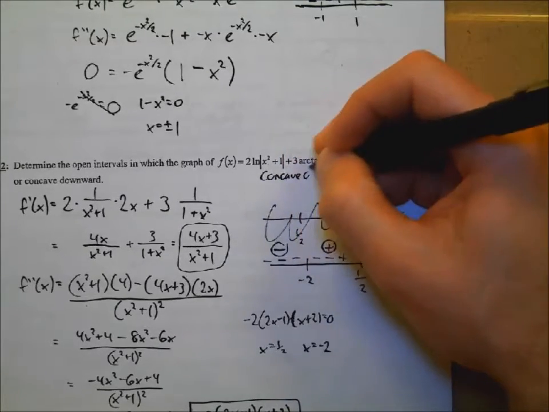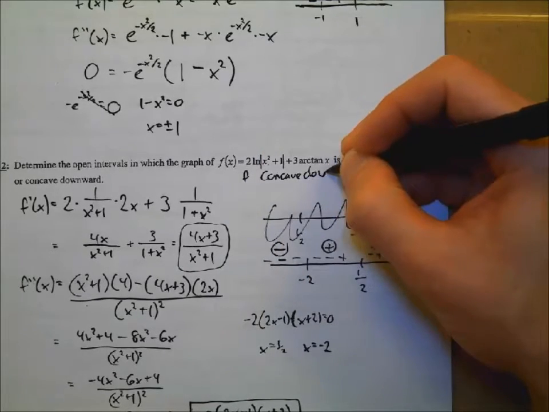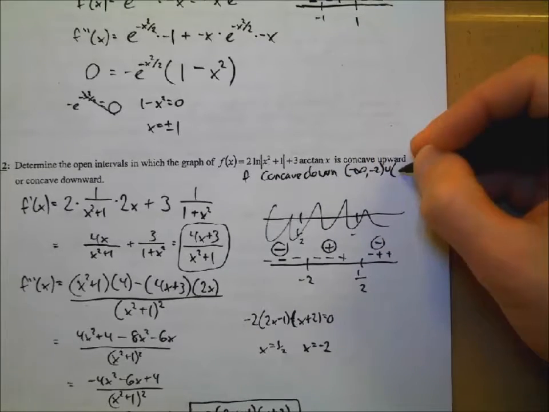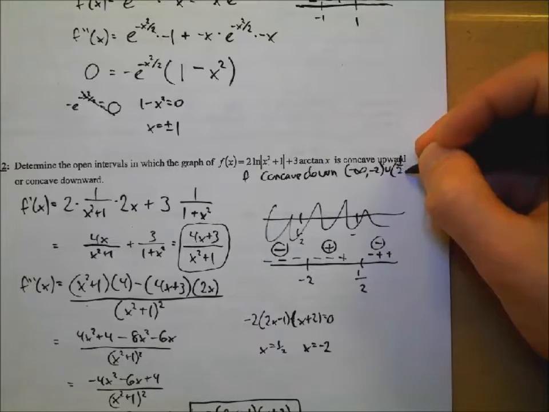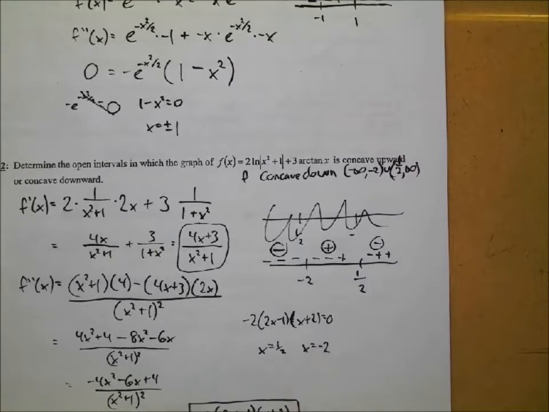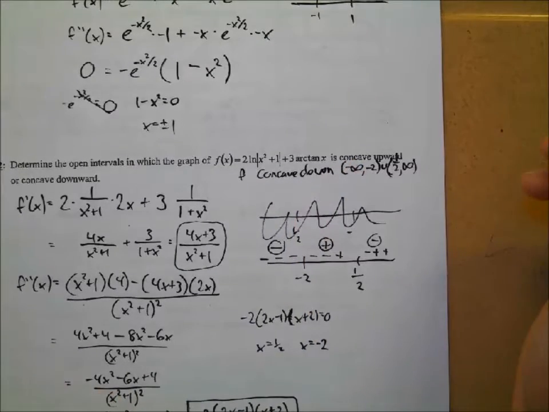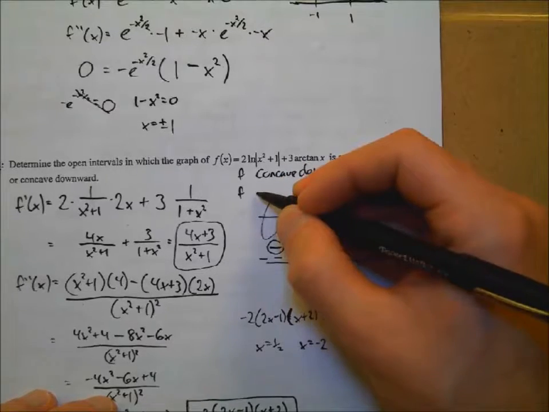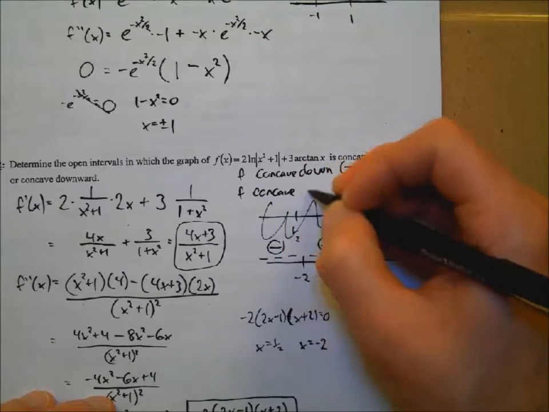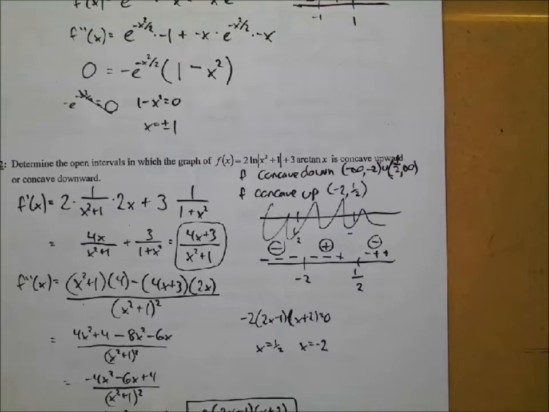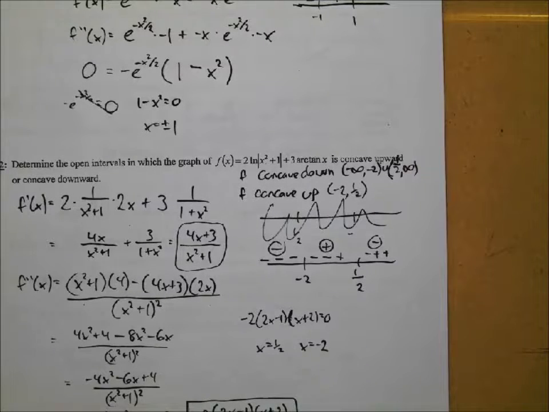Okay, so we are concave downward. F is concave down from -infinity to -2, union, 1/2 to infinity. Okay, -infinity to -2, union 1/2 to infinity. And then, F is concave up, like a cup, from -2 to 1/2. Whew. That was fun. All right, let me take a look here and see what we got next. Okay, yes, we'll talk about point of inflection.